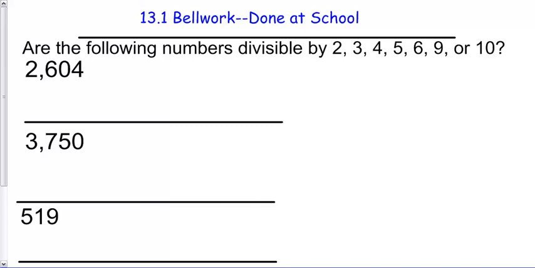So take it one bite at a time here. Do the 2, then do the 3, then the 4, then the 5, then the 6, then the 9, then the 10. Take this one step at a time, and it'll be much easier to take care of.